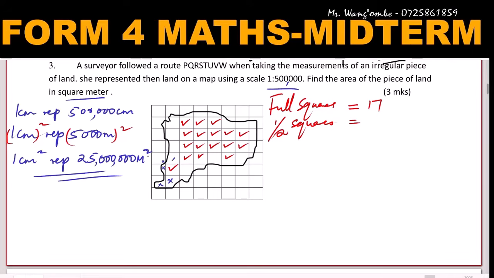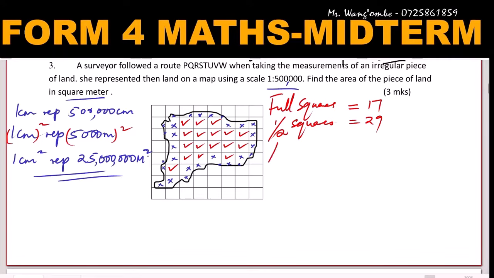1, 2, 3, 4, 5, 6, 7, then you have 8, 9, 10, 11, 12, 13, 14, 15, 16, 17, 18, 19, 20, 21, 22, 23, 24, 25, then 26, and then there is 27, 28, and finally we have 29. So half squares are 29.